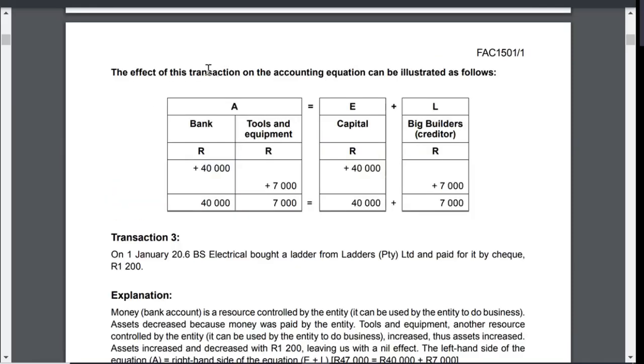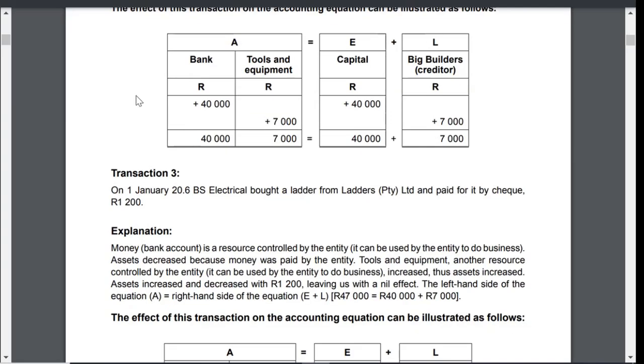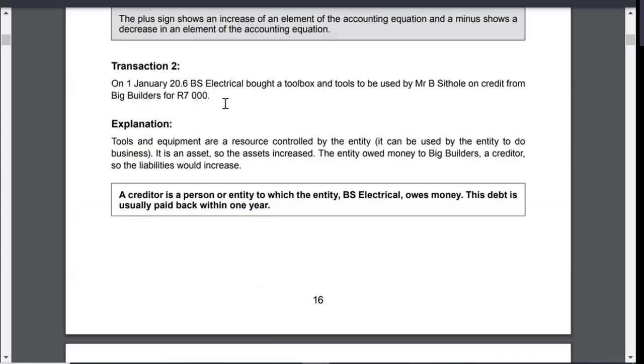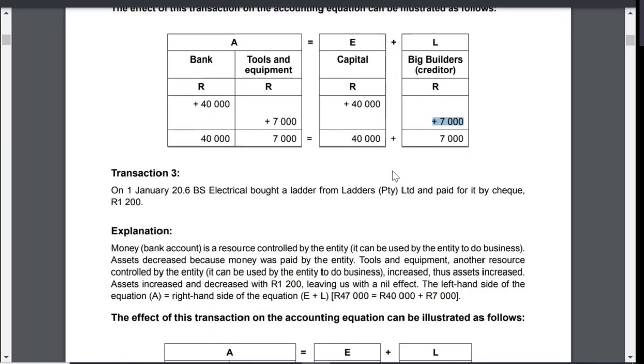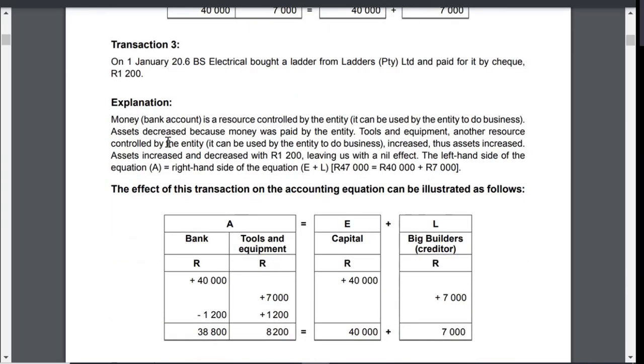How will this affect your accounting equation? So the 7,000, how will it affect it? The 7,000 tools and equipment is increasing, plus 7,000. Equity, there's nothing, it will be 0. And then your Big Builders creditor is also what? Increasing. Are we fine with transaction number 2? Yes. Let's do transaction number 3.